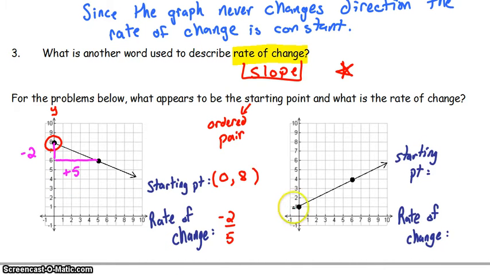On the second problem, your starting point is right here. Again, your x-coordinate is 0, and your y-coordinate this time is 1. A rate of change this time, you're going up 1, 2, 3. Up is positive, so +3. To the right, 1, 2, 3, 4, 5, 6. To the right is positive, so it's +3/6. But that can always be simplified. 3 over 6, if it simplifies, simplify it, is a rate of change of 1 over 2.